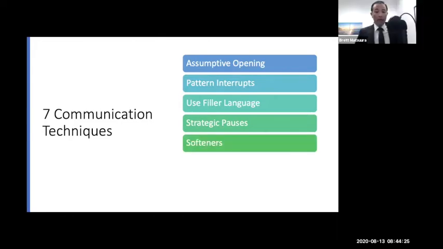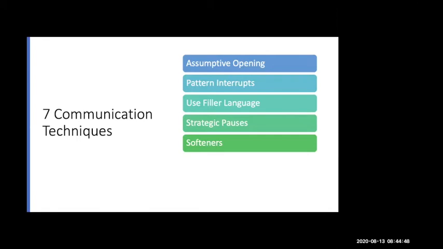Number five, softeners. Other trainers, other people use these and have different terms for them. I call it a softener because it lessens the blow of the next thing I'm going to say. Some of the things that I do is, hey, if you don't mind me asking, or hey, while I have you on the phone, I give them a purpose on why I'm asking the next question, right?